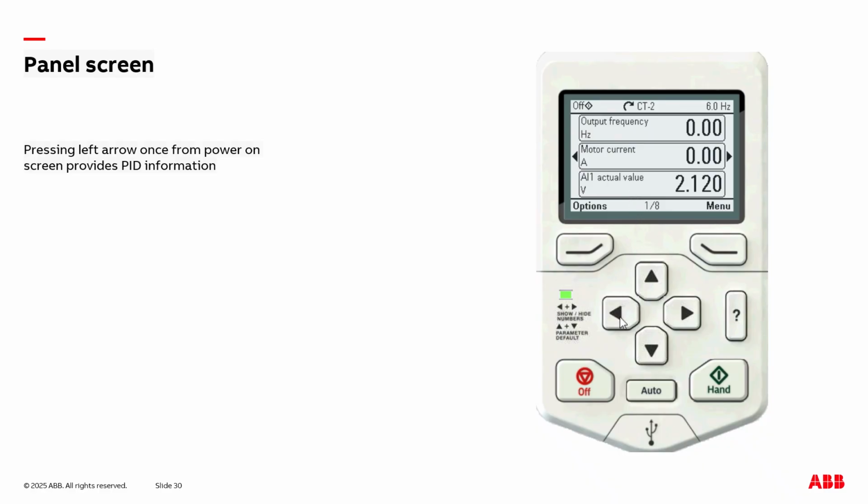If we just hit the left arrow key here one time, we see we have pre-set up the Process PID set point on top, the feedback information that's connected to analog input 2 on the drive, and then on the bottom, what our output frequency is at any moment in time. So it's just an important thing to note. Hit the left arrow key once from the home screen, and you'll get the PID process information.